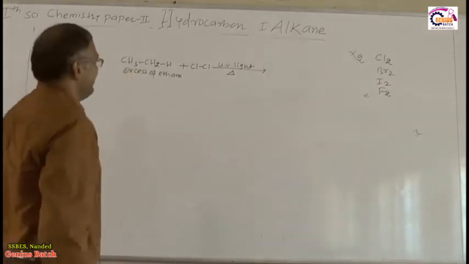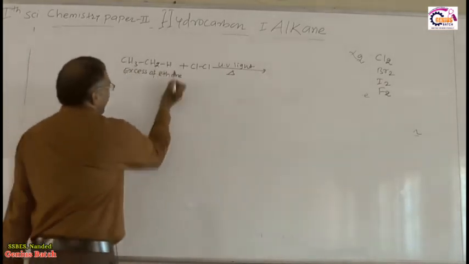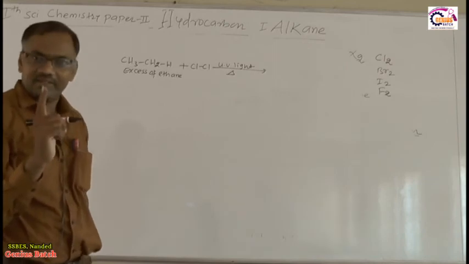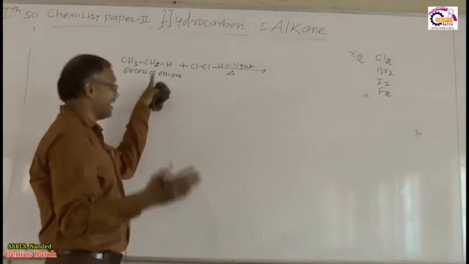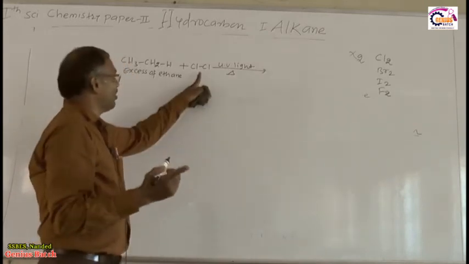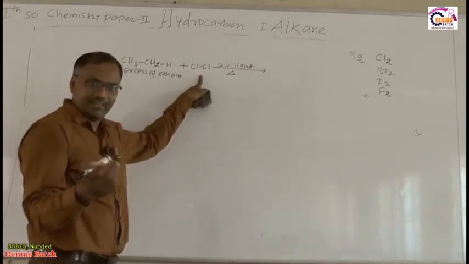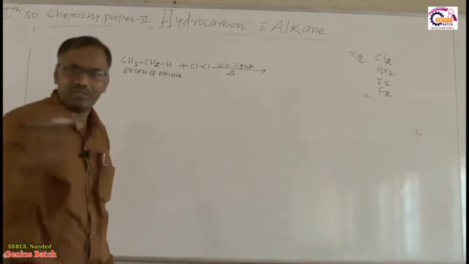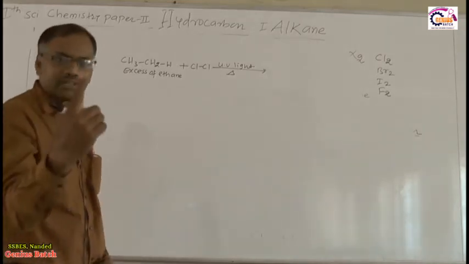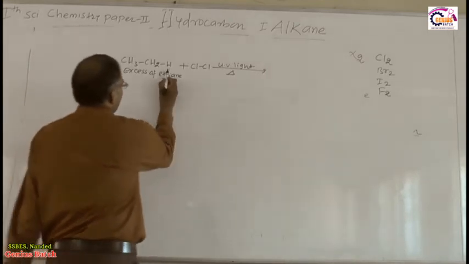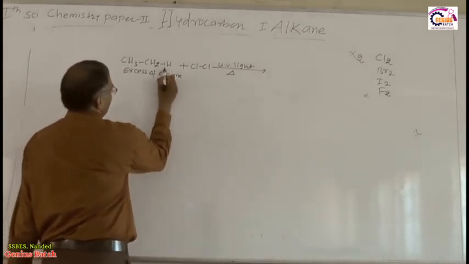Okay, then what will happen? Only one hydrogen is to be replaced. We cannot replace all the hydrogen atoms here. Why? Because we have taken excess of methane, ethane here. We have not taken the excess of chlorine. If the excess of chlorine is there, all the hydrogen atoms are to be replaced. But if the excess of ethane is there, then only one hydrogen atom is to be replaced. So this is the replacement reaction.